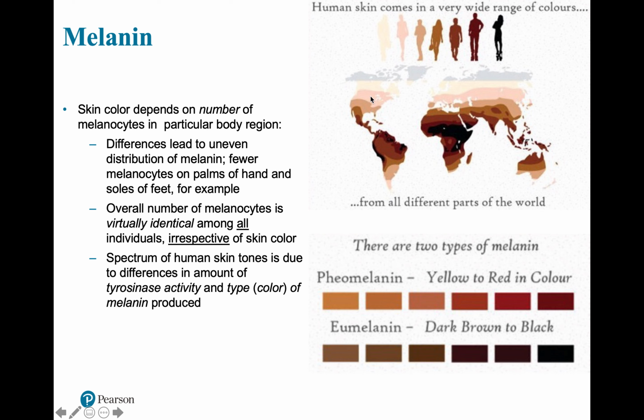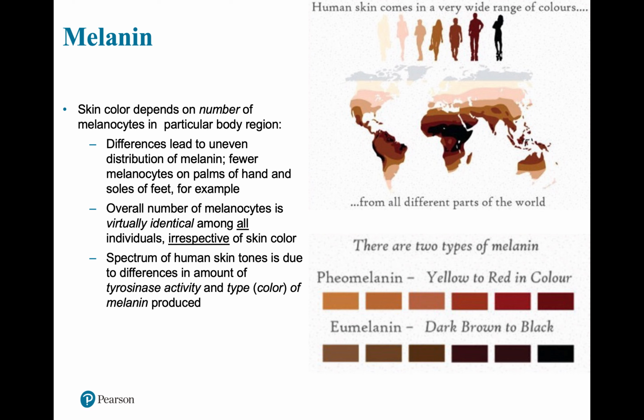Whereas in other parts of the world, individuals would have less exposure to UV radiation, so their melanocytes don't need to produce as much melanin because they're not exposed to as much UV radiation. And they don't want a lot of melanin because if they had too much melanin and not enough UV radiation exposure, then they wouldn't be able to produce enough vitamin D. So I hope that makes sense.